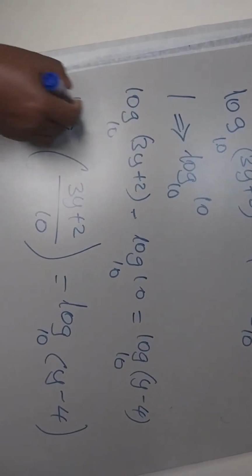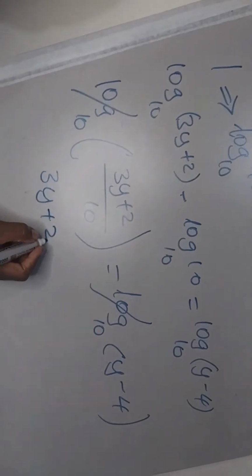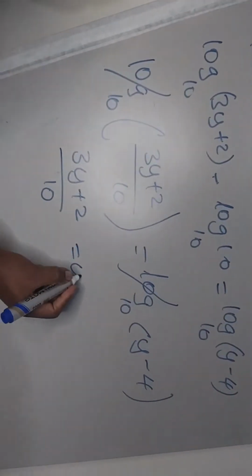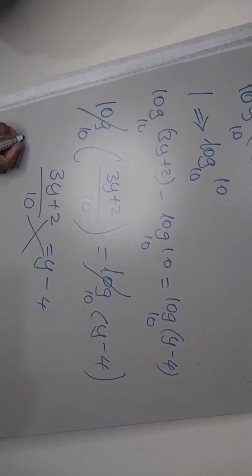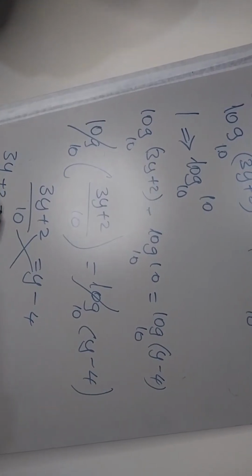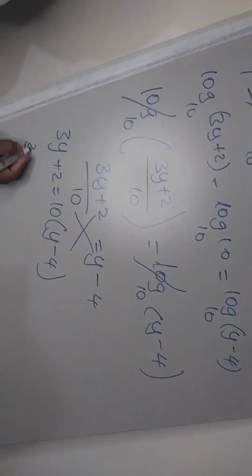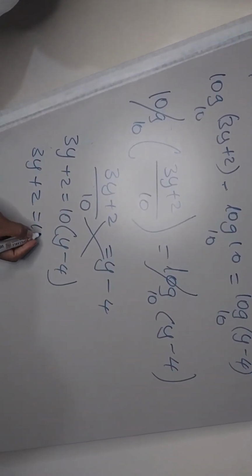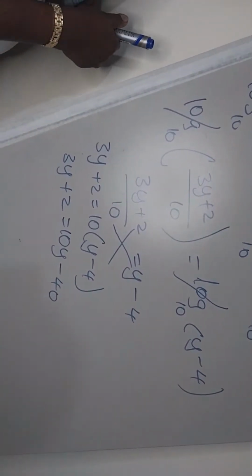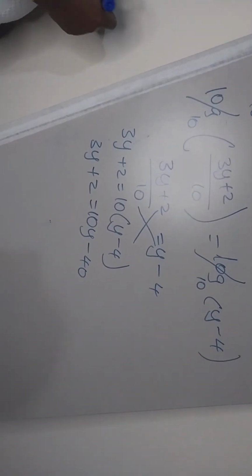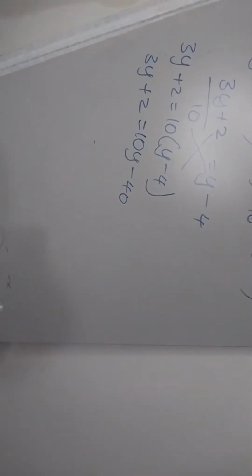What is common on both sides is log to base 10. We cancel. So we remain with something like 3y plus 2 over 10 gives us y minus 4. We go on and cross multiply. This simply becomes 3y plus 2 is equivalent to 10 into y minus 4. So 3y plus 2 gives us 10y minus 40. Ensure you group similar terms together, by ensuring that the like terms exist on the same side.